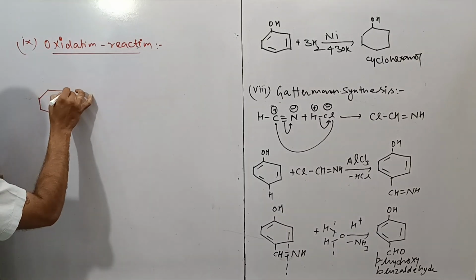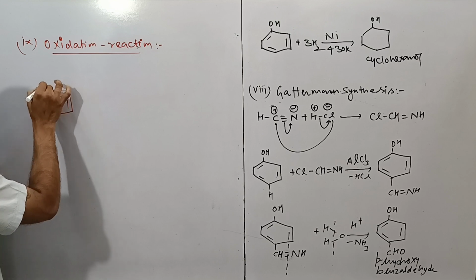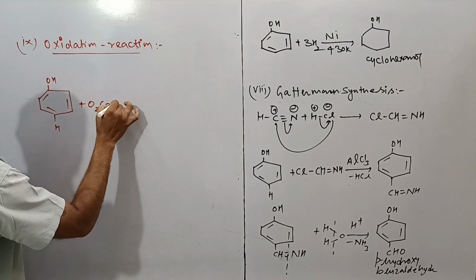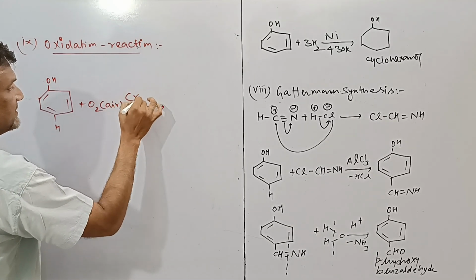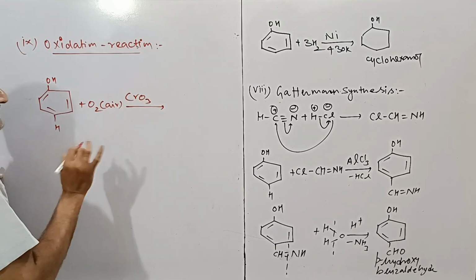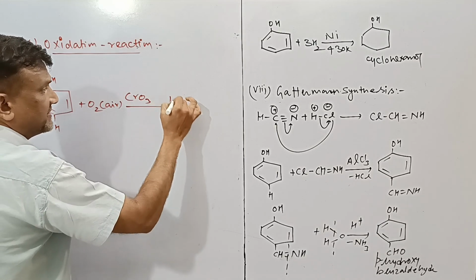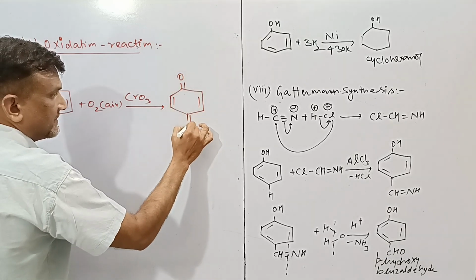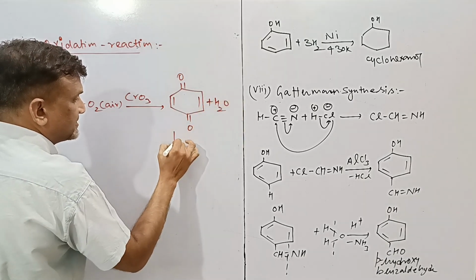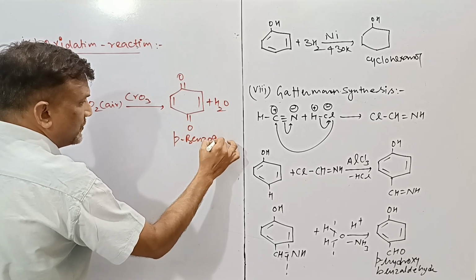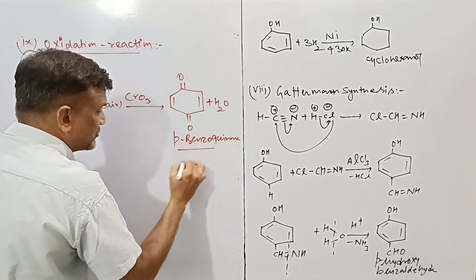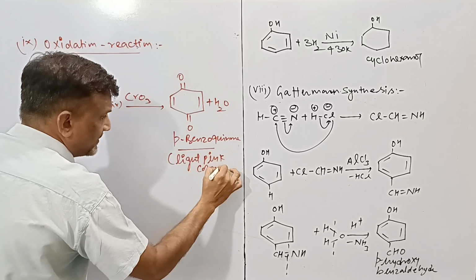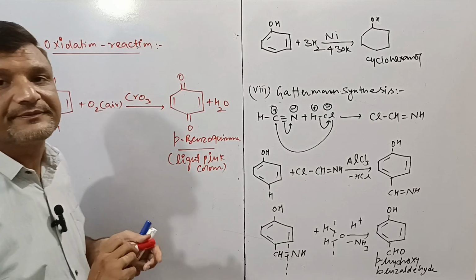This is the phenol, and whenever it is in contact with air and in the presence of CrO3, both, any one factor may be present. So here there will be formation of a diketonic structure. This is the diketonic structure, and removal of H2O. This is called para benzoquinone. Because of para benzoquinone, the color is light pink. Light pink color gives the oxidation.